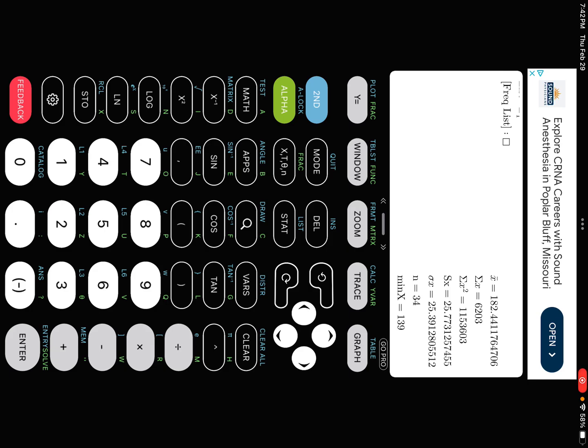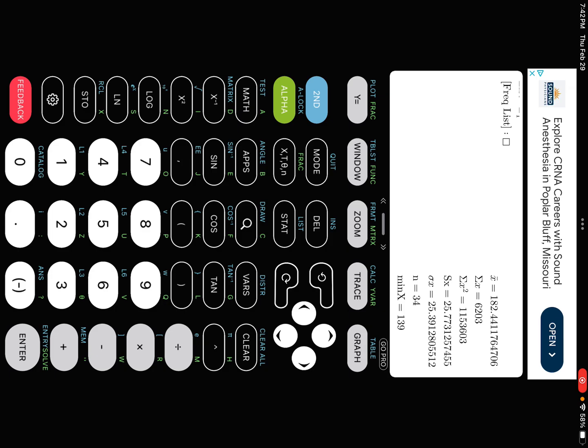So you're seeing two values. First of all, at the top, X bar 182.44. That's my sample mean. And down below, the standard deviation with the sigma, 25.39. That is the standard deviation for the sample. And so the standard deviation for the population would be the big S with the X, and that would be my population standard deviation.